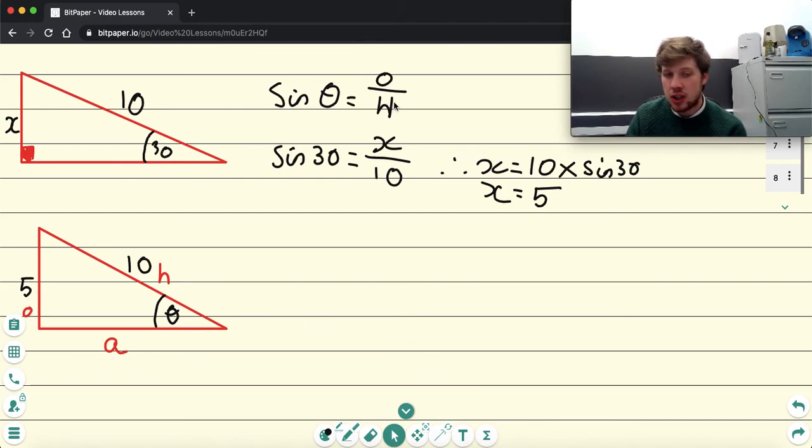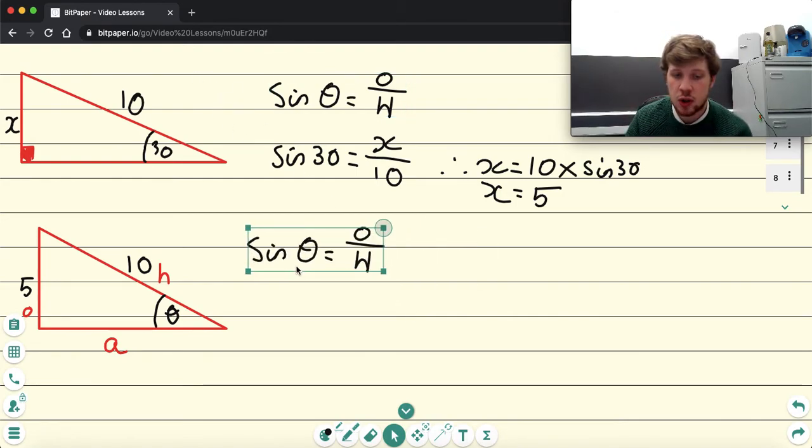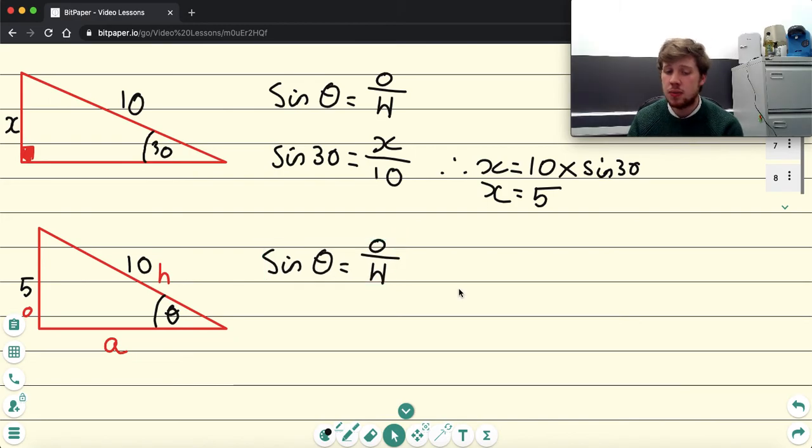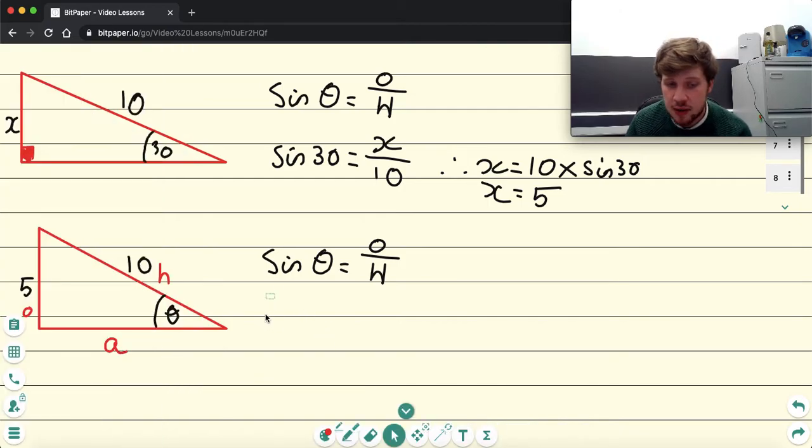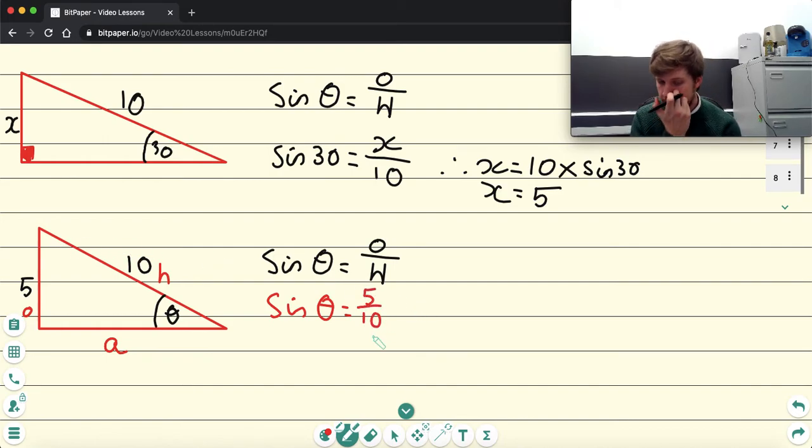When I'm looking at what formula I need, it is going to be the same one as I looked at previously, sine theta is opposite over hypotenuse, except my substitutions are going to be slightly different. This time, I'm going to have sine of theta still, because I don't know what it is. However, I know my opposite and hypotenuse is 5 over 10. So my goal is now to try and find what theta is.